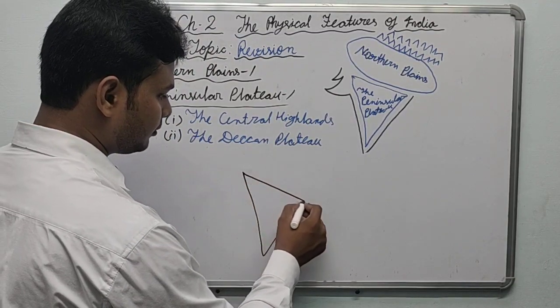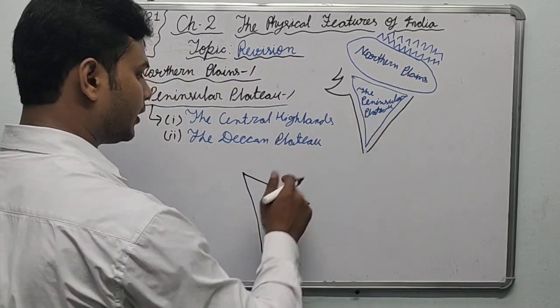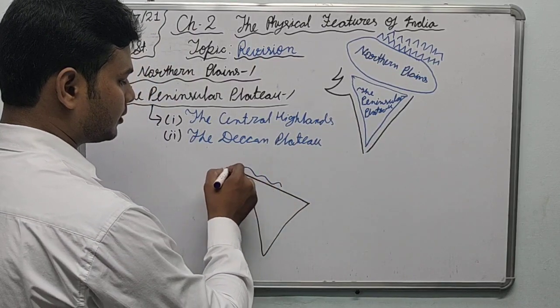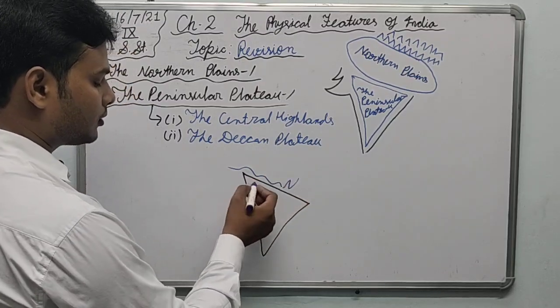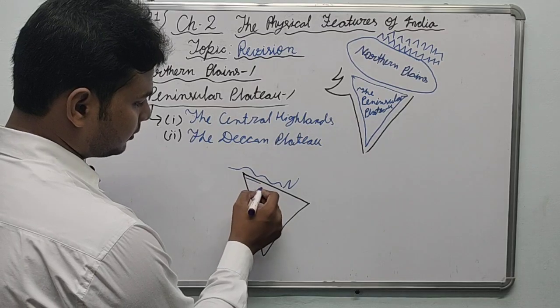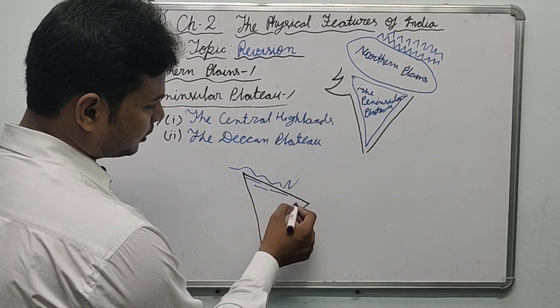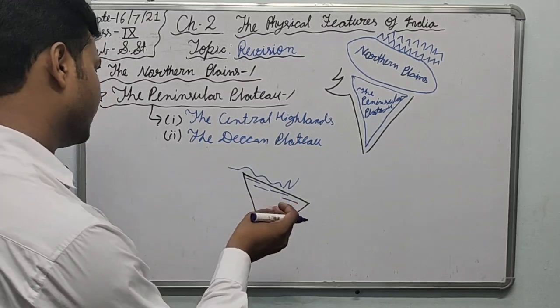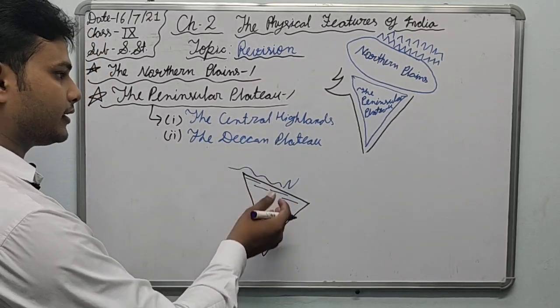This is the Deccan Plateau, this portion. In the north direction of this Deccan Plateau there is a river known as Narmada. Also situated are the Satpura Hills, the Makal Hills, the Kamur Hills, and the Mahadev Hills. So first, which are the ranges situated in the north direction of the Deccan Plateau?